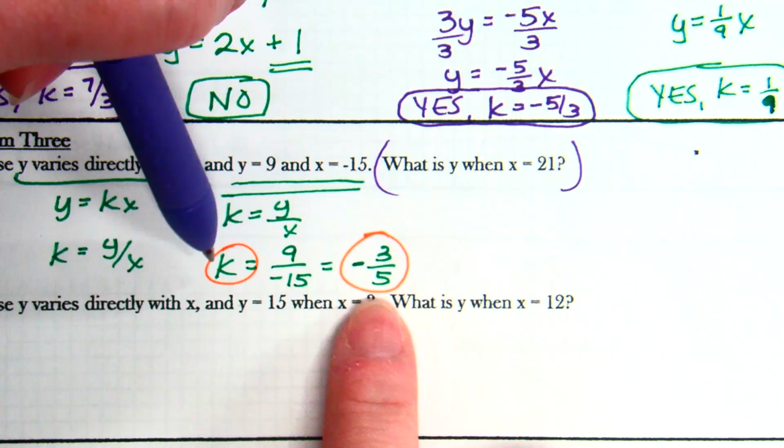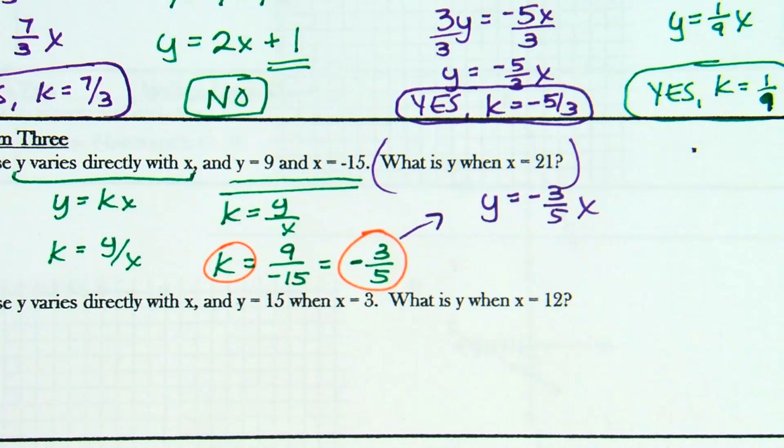The direct variation equation is y equals kx, right? So I can write a new equation that says y equals, instead of k, negative 3/5 x. So now, my question: what is y when x equals 21? What do we plug in? Plug in regular 21. Regular 21. That's an equal sign. I get it though, I had to look too.